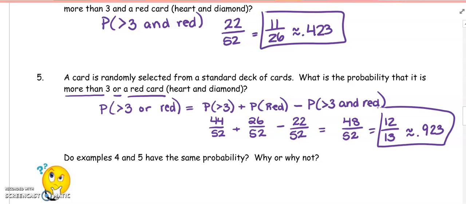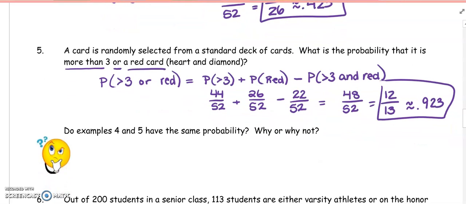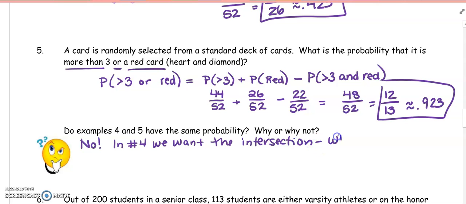All right, now do these two have the exact same probability? We'll take a look. You have 11 out of 26. You have 12 out of 13. Those numbers aren't the same there. So we can go ahead and say no. And the reason for that is that in number 4, we want the intersection. What they have in common.